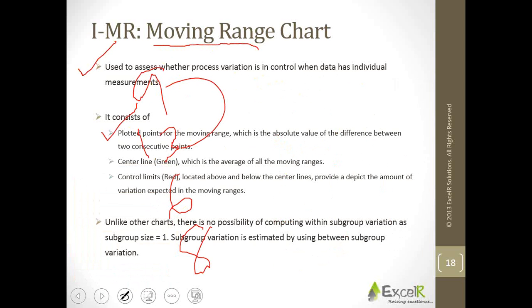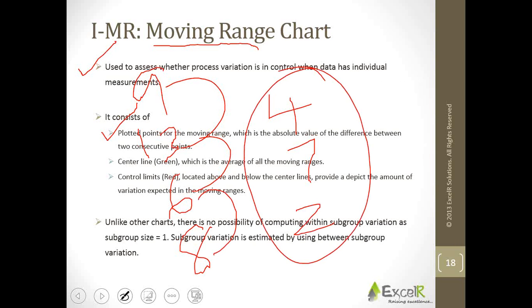In this case, you subtract these two, you will have the first moving range value. If I subtract, what would be the difference? 4. If I subtract these two, what would be the difference? 7. If I subtract these two, difference would be 2. So these are the moving range numbers. You just subtract two consecutive points.